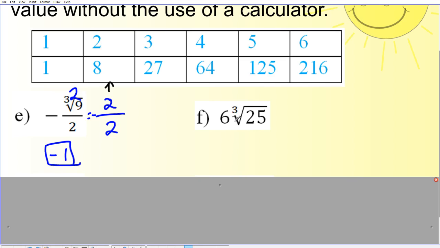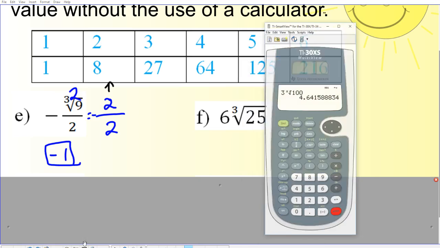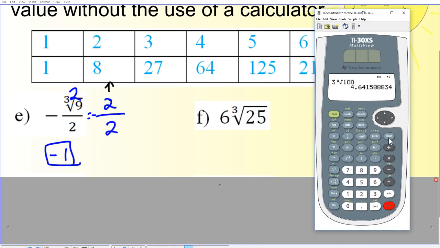Letter F. This is 6 times the cube root of 3. Now, I guess it's worth showing the calculator here. This would be a mistake. If you did this, 6, 3, second, special root, 25, like you try to do like we did before with square roots, that's going to give us a very wrong answer. Like before, if this was a square root, we'd do 6, second, square root, 25, and we just kind of put them all together. Well, that doesn't quite work when we have this cubed root thing.